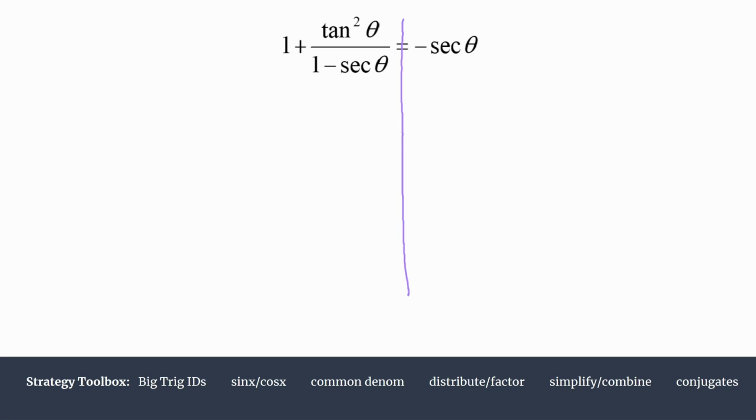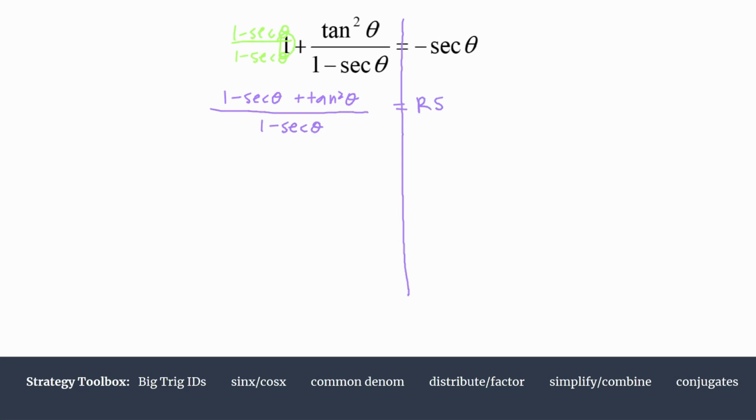So let's rewrite 1 as (1 − sec θ) / (1 − sec θ). That's still 1, of course, because those common factors would cancel, but it's just rewritten. So now we can combine our terms. In the numerator, we have 1 − sec θ + tan²θ, all over 1 − sec θ, equal to, I'm going to abbreviate right side, RS.